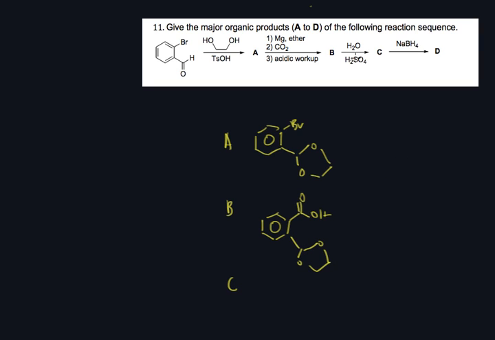And then you're following that with some aqueous acid, so you're going to remove your protecting group. And so you have that aldehyde back there, and you still have your carboxylic acid up here. And then you follow that with NaBH4, which is a good reducing agent for aldehydes and ketones, but it won't reduce a carboxylic acid. So the product that you end up with is this carboxylic acid and this alcohol right here. So that's your product D.